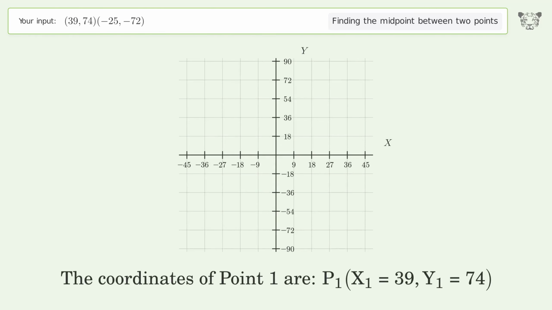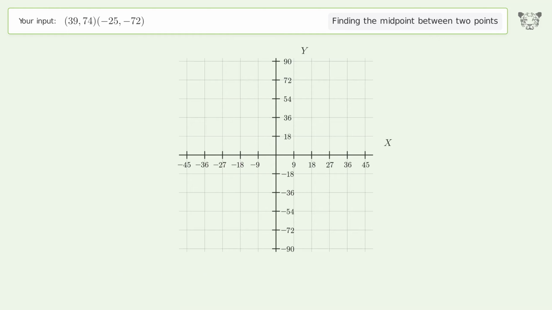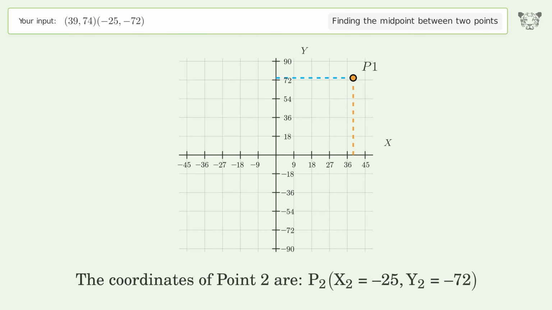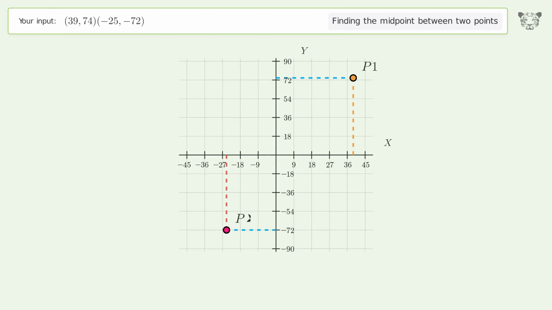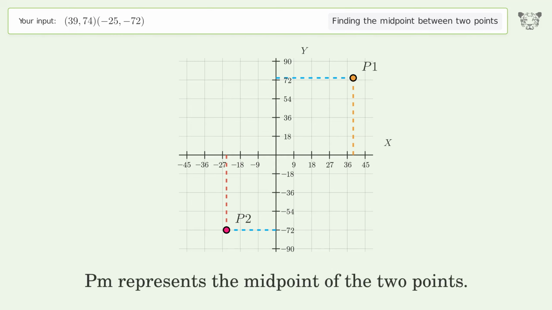The coordinates of point 1 are x1 equals 39, y1 equals 74. The coordinates of point 2 are x2 equals negative 25, y2 equals negative 72. PM represents the midpoint of the 2 points.